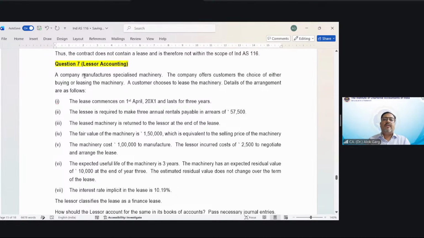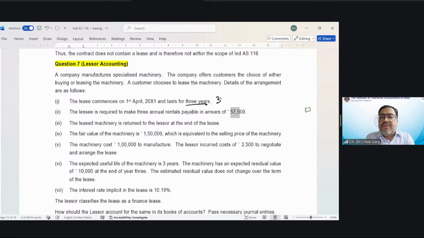A company manufactures specialized machinery. The company offers customers the choice of either buying or leasing the machinery. A customer chooses to lease the machinery. Details of the arrangement are as follows. The lease commences on 1st April 20x1 and lasts for 3 years. So the commencement date is given and the period is 3 years.